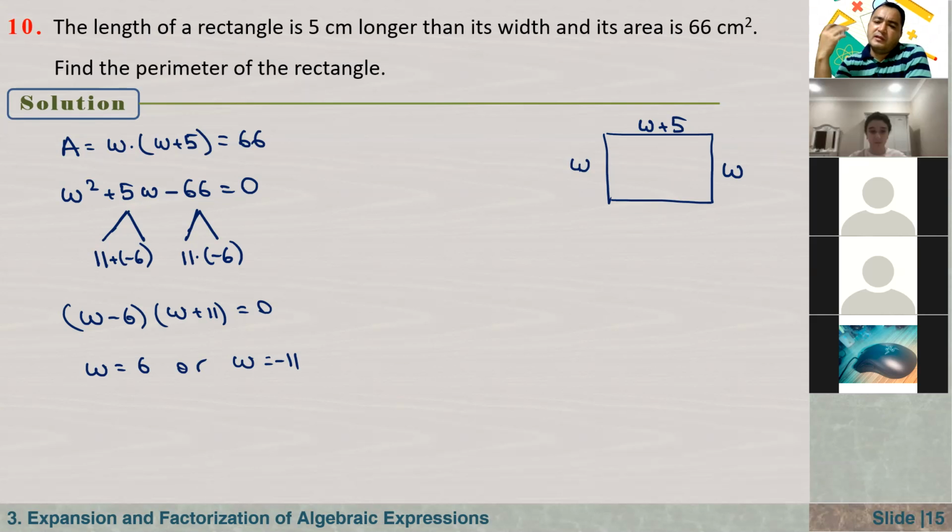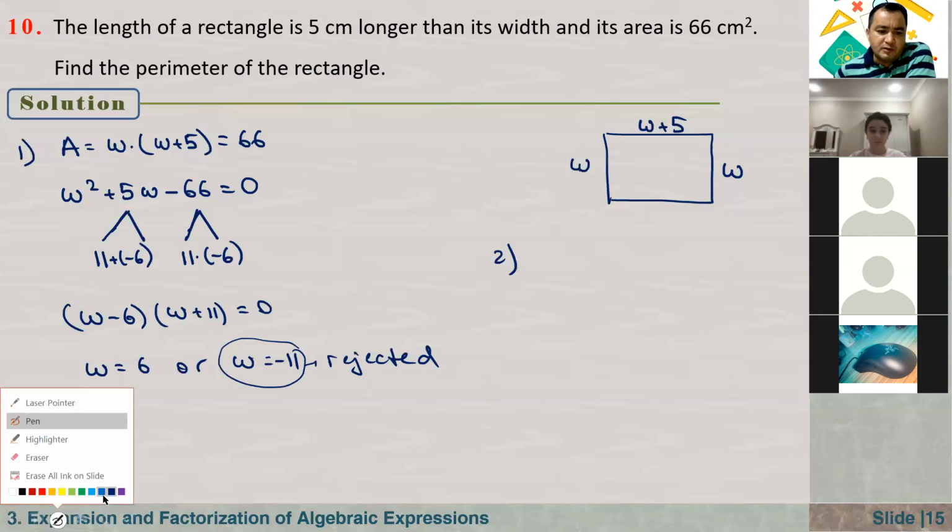And we are talking about the length of a rectangle, right? We do not use negative numbers to measure the length of any line segment. So this answer is rejected. So here W equals 6. Okay. So now if W equals 6, let's say that's our first step. And in our second step, now we should find the perimeter.